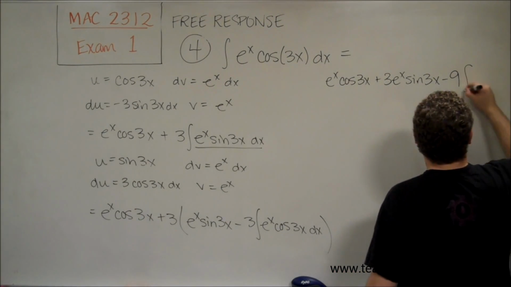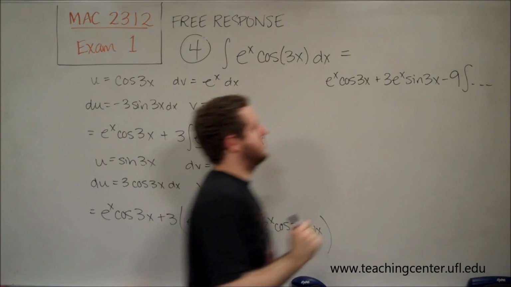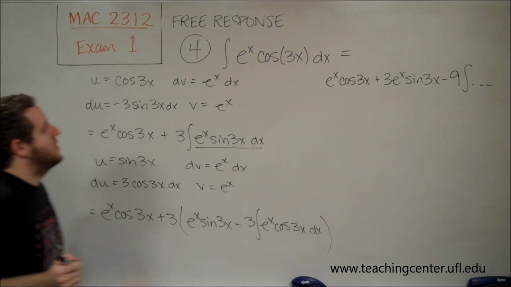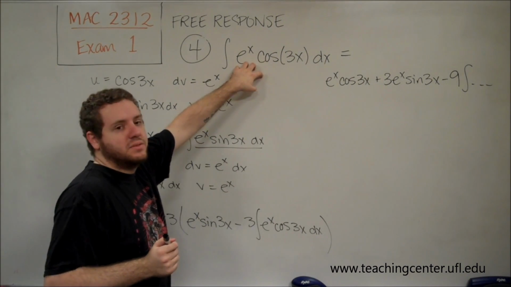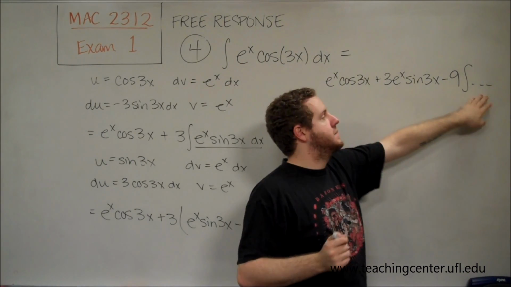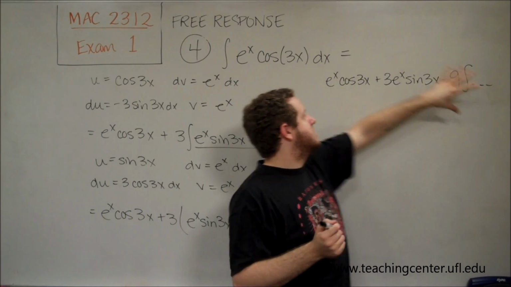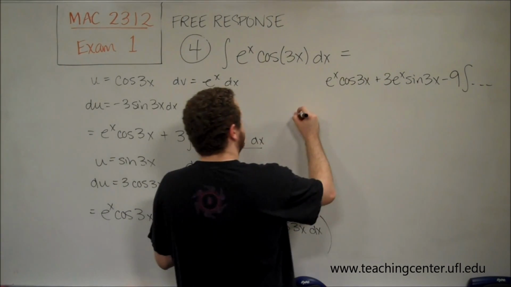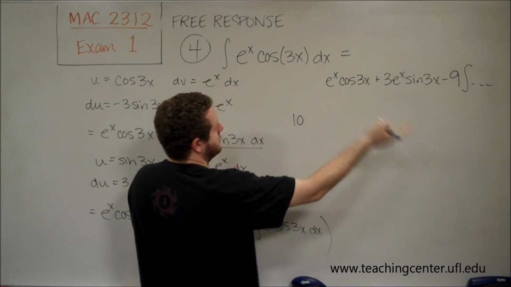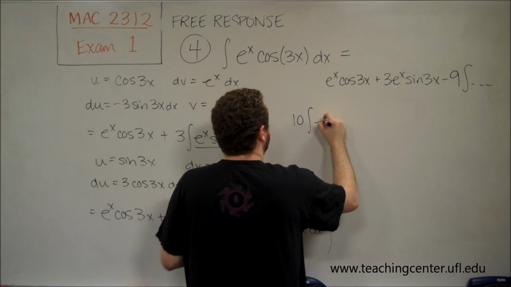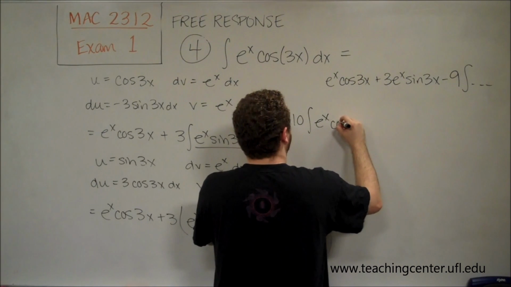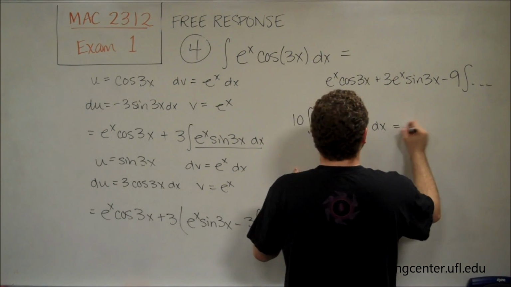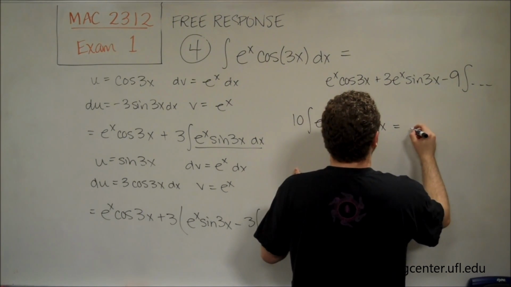I'm just going to write the integral there for now because I'm running out of space. So therefore, if I have an integral of e to the x cosine 3x here, and I have minus 9 times that same integral over here, I can just add that over and combine them together. And what we would get then is just 10, because we have 1 plus we're adding 9 over. 10 times the integral of e to the x cosine 3x dx is equal to just what was left here.